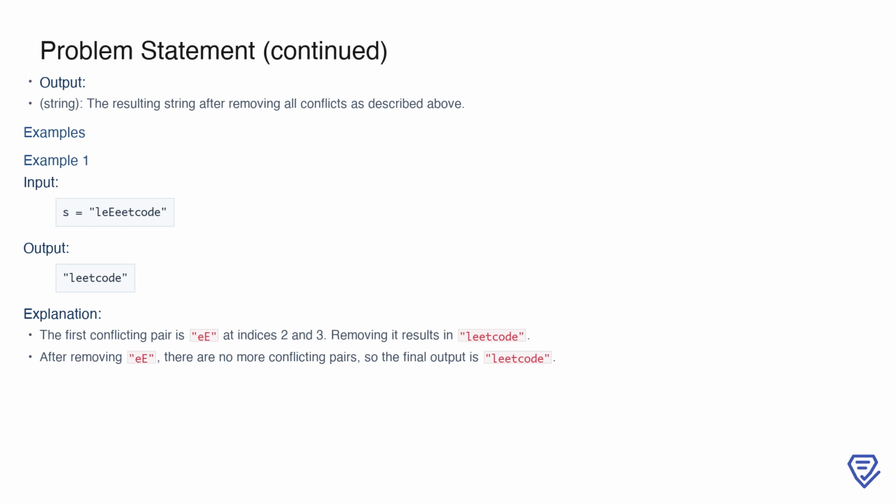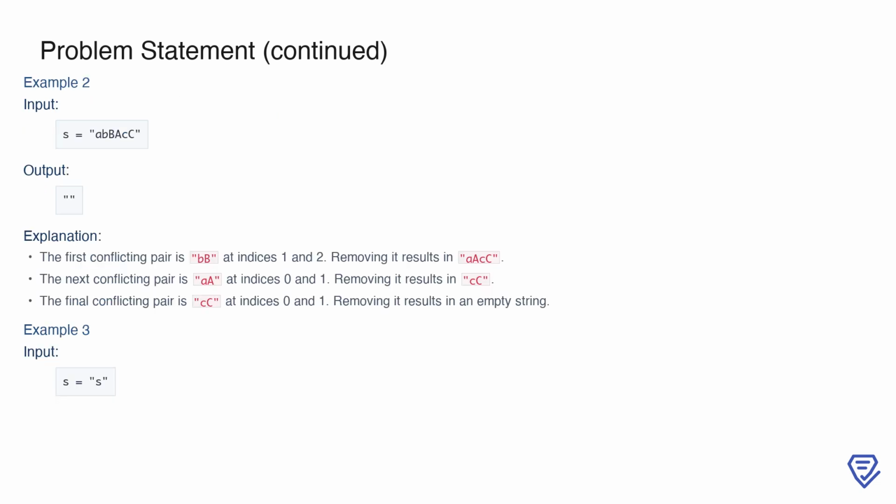Suppose the input string is S equals leEeetcode. In this case, we can identify the first conflicting pair as eE, which occurs at indices 1 and 2. Removing this pair gives us the string leetcode. After this removal, there are no more conflicting pairs, so the final output is simply leetcode. This demonstrates how the process works to systematically remove conflicts and simplify the string.